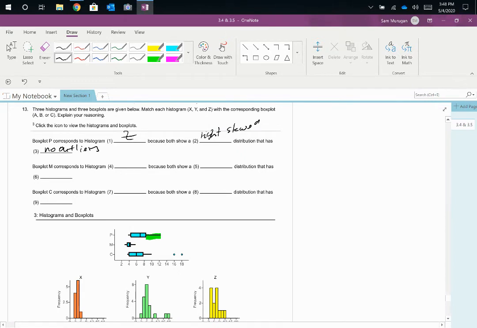And then box plot M, to me, it looks more or less symmetric, yeah? This one is more or less symmetric. The median is a little off to the right. So box plot M, X corresponds to the M, because both show symmetric distribution that has no outliers.